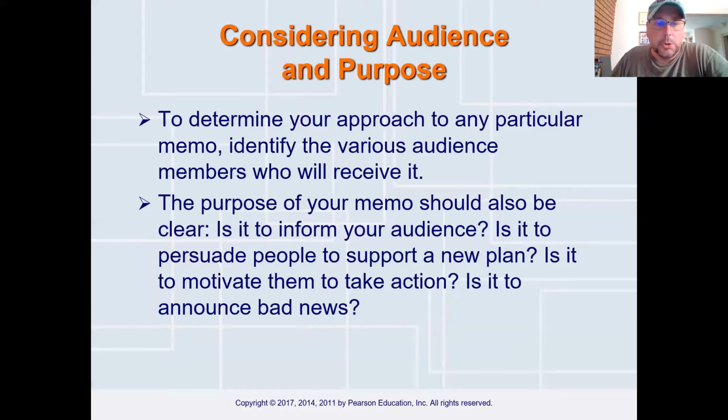The purpose of your memo should also be clear. Is it to inform the audience? Is it going to be to persuade people to support a new plan that you may have? Is it to motivate them to take action? Is it to announce bad news?